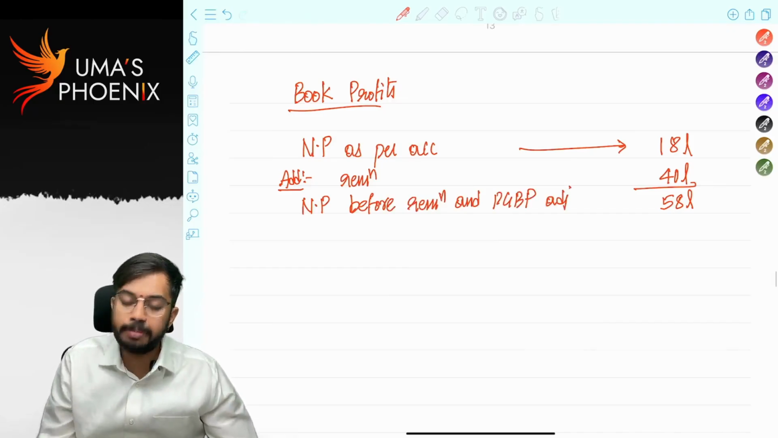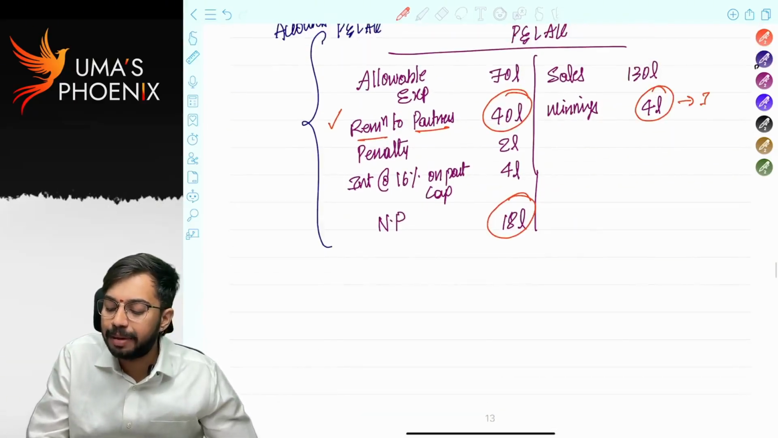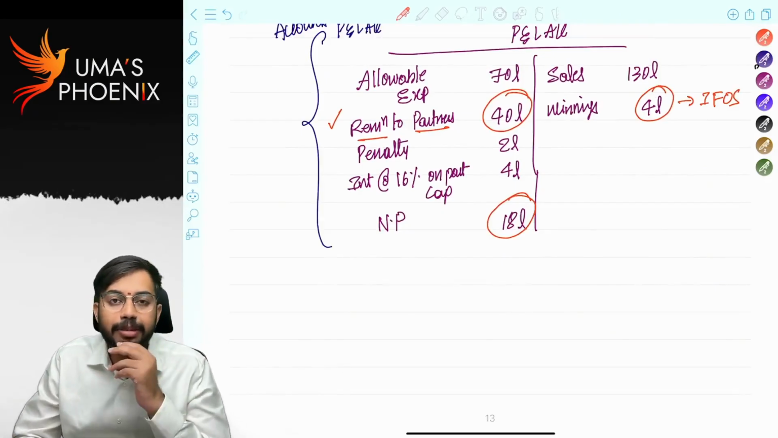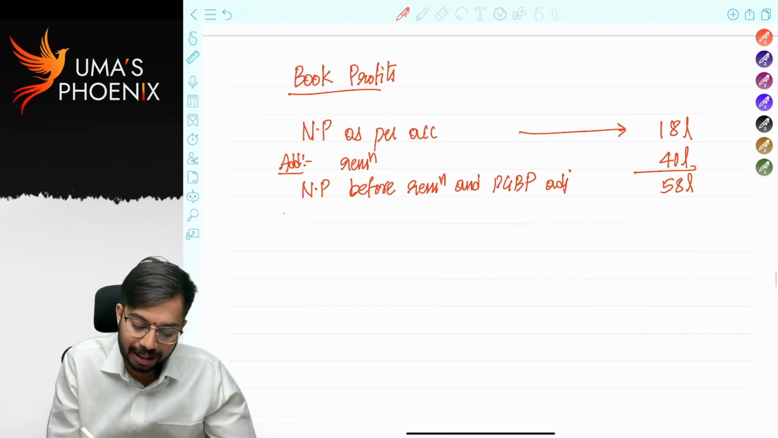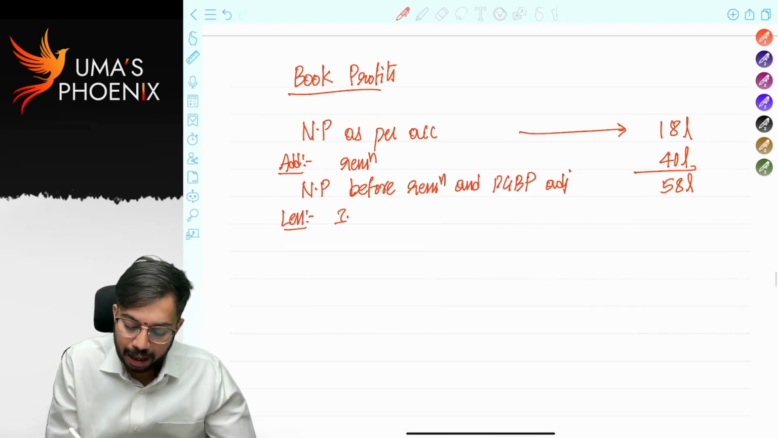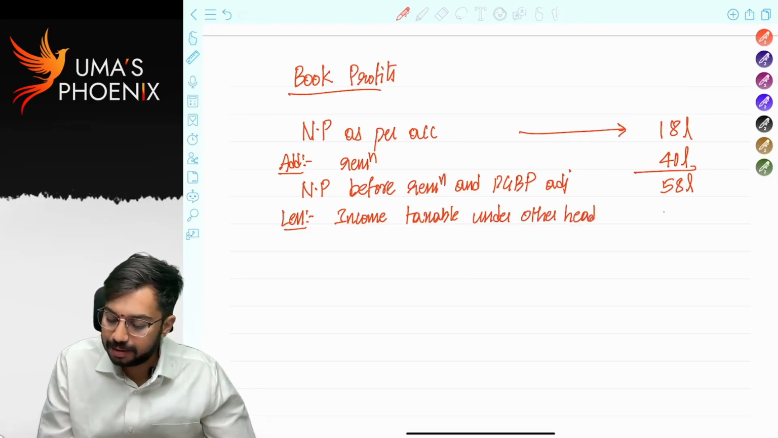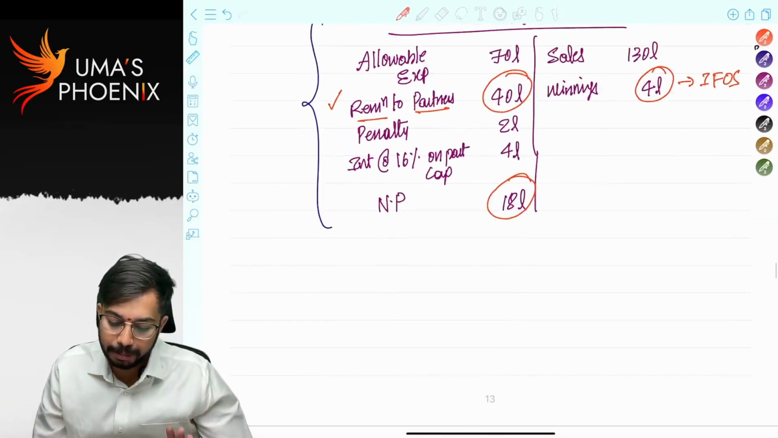Now, shall we do PGBP adjustments? See, winnings, this is taxable under other sources. Is it taxable under the head PGBP? It is not taxable under the head PGBP. So, should it be credited to P&L account? It should not be credited to P&L account. So, 4 lakhs you will less, income taxable under other head. 4 lakhs. That you will less because that income is not taxable under the head PGBP.